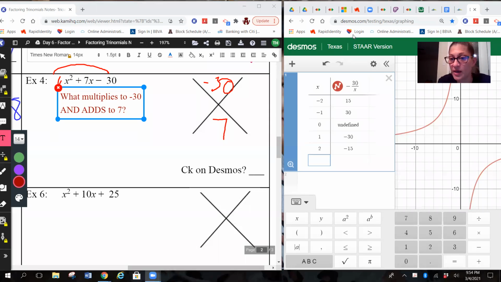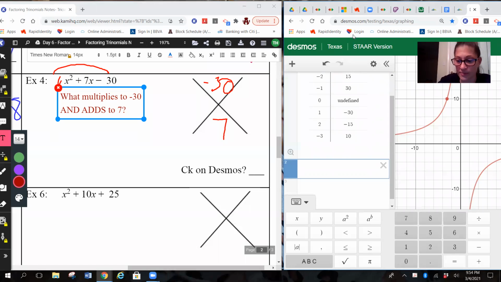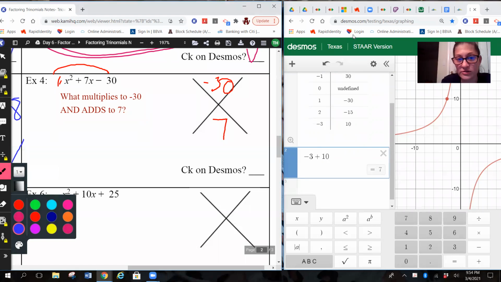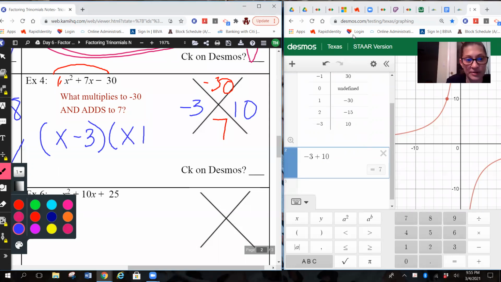Okay, so because that was too big, I'm now going to put negative 3 in the next box. Negative 3 and 10. I think we found our winner. Negative 3 plus 10 is positive 7. So over here, we will put that the two factors are negative 3 and 10. So the answer is x minus 3 and x plus 10.